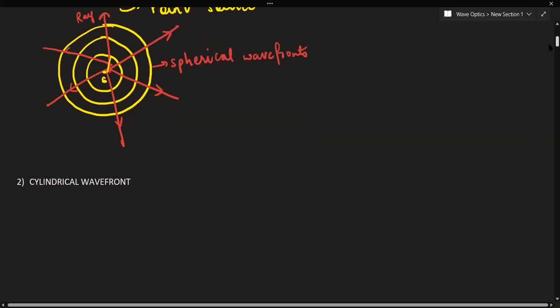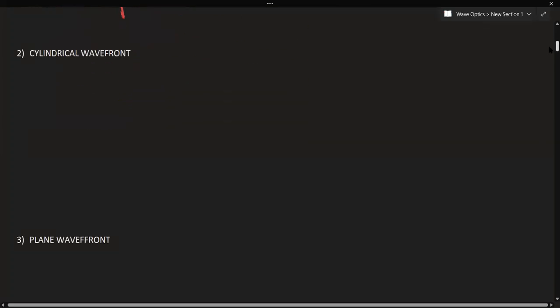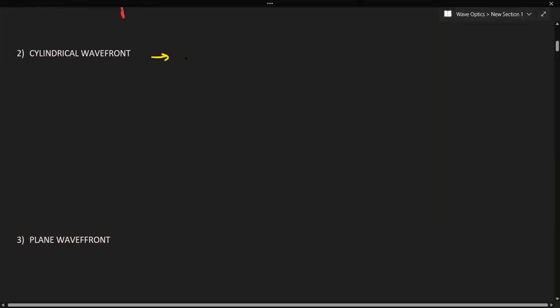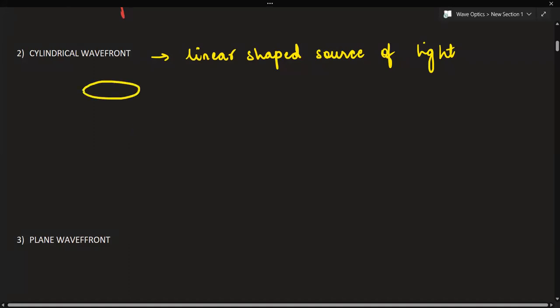Now the second wavefront that we'll get is the cylindrical wavefront. When the source of light is linear in shape, for a linear shaped source of light, such as a fine rectangular slit, the wavefront is cylindrical in shape. So the wavefront will be like this, a normal symmetrical cylinder that you know.